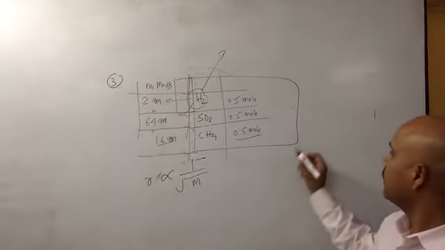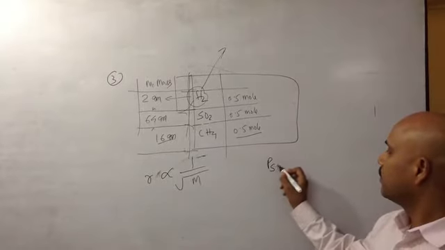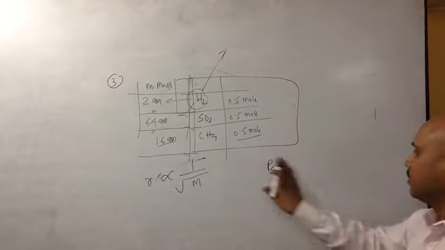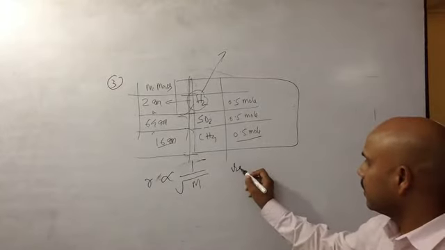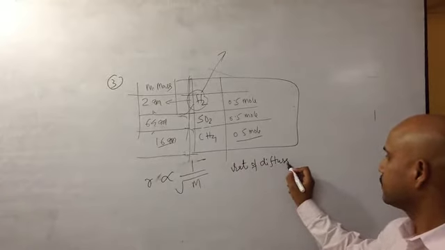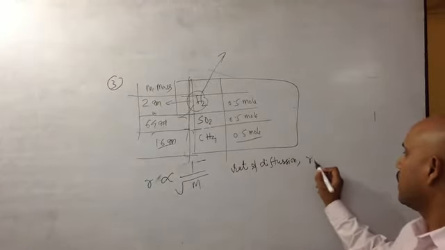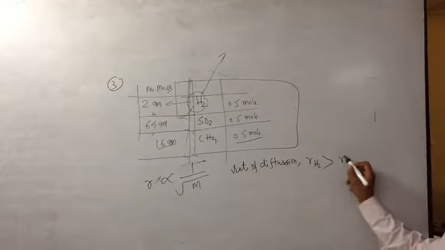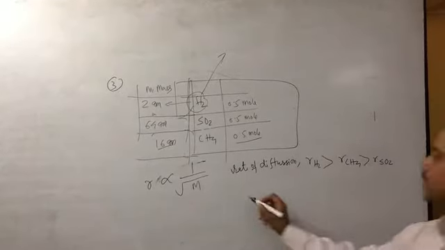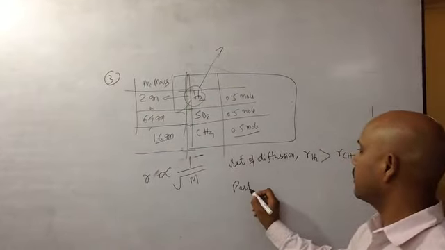Therefore, finally you will have SO2 with the maximum number of moles and its partial pressure will be maximum. Rate of diffusion will have this order: hydrogen will have the maximum rate of diffusion, then we'll have methane, then we'll have SO2. Therefore, partial pressure will have the reverse order.